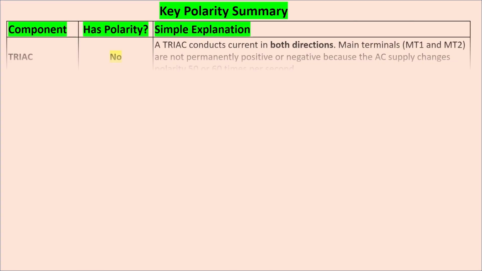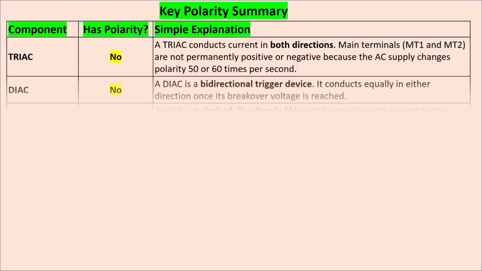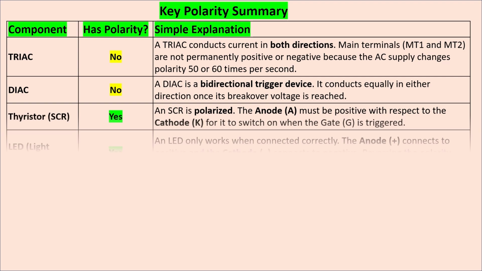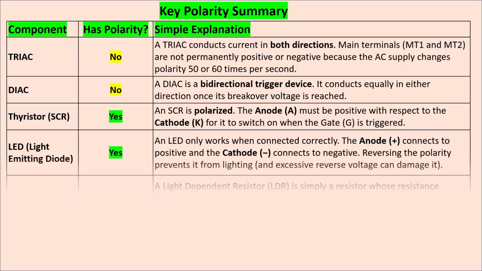A triac has no polarity. A triac conducts current in both directions. Main terminals MT1 and MT2 are not permanently positive or negative because the AC supply changes polarity 50 to 60 times per second. A diac has no polarity. A diac is a bidirectional trigger device. It conducts equally in either direction once its breakover voltage is reached.